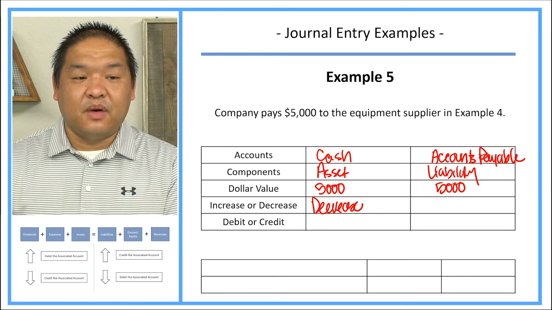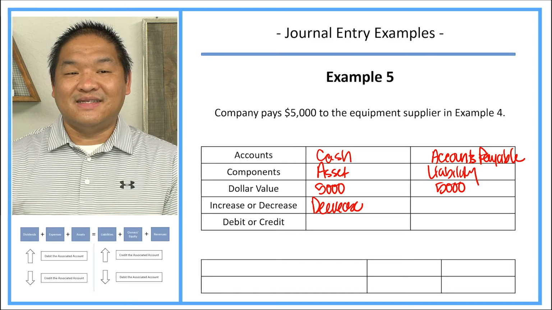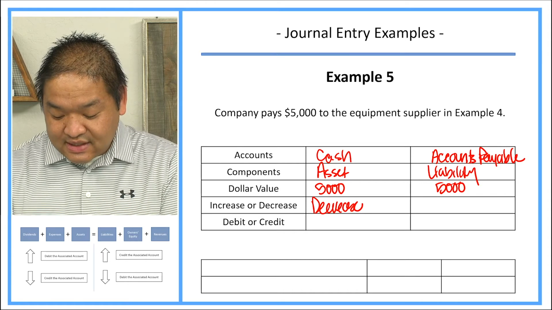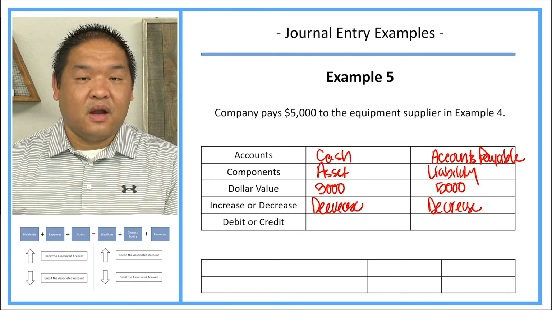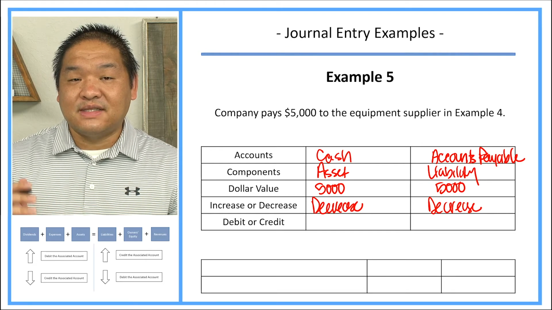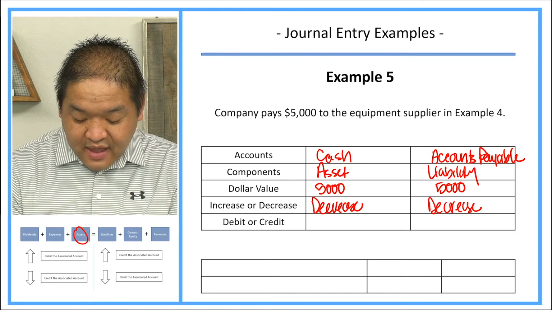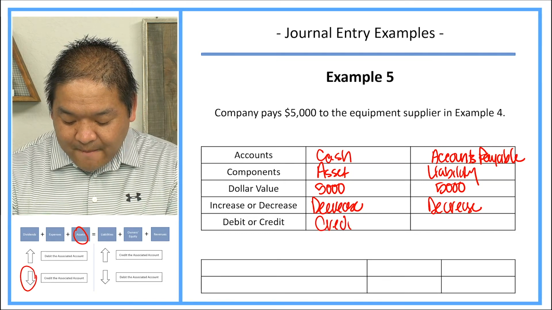What about accounts payable? Well, am I having more liabilities or less? In this case, I'm having less because I'm extinguishing part of that debt. So we're going to decrease our accounts payable. All right, so now that we have that, time to assign debits and credits to each one of these. So cash is an asset. That asset is decreasing. Decreasing means credit.